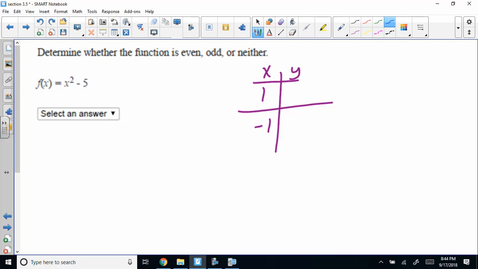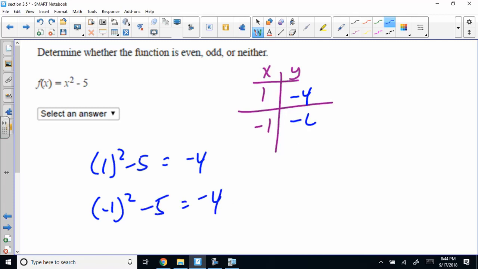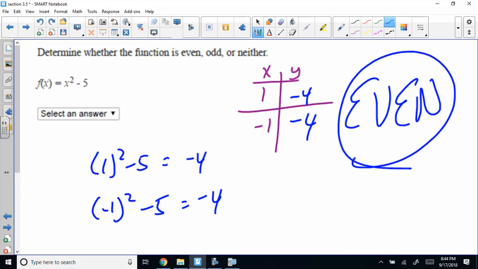Okay, so 1 squared minus 5 equals what? Negative 4. Negative 1 squared minus 5 equals what? X and its opposite, what did it give me? The same output. So this is what type of function? Even. I know beyond a shadow of a doubt. That's pretty cool. That's why I like this. The algebraic way, where you say f of negative x gives you what you got and all this other stuff, nah, I don't like that. That's too confusing.